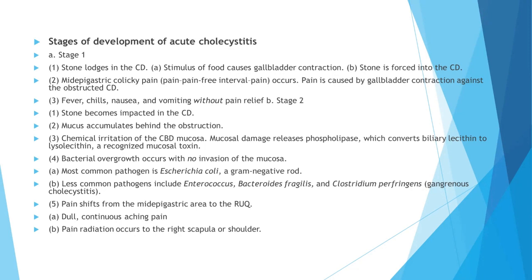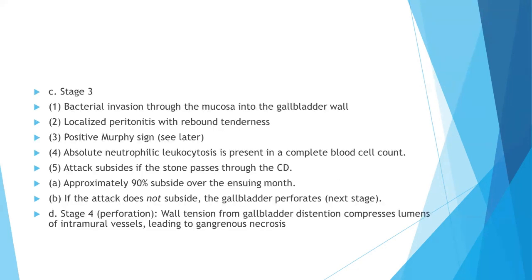The most common pathogen is Escherichia coli. The less common pathogens include Enterococcus and Clostridium perfringens. The pain shifts from the mid-epigastric area to the right upper quadrant, and it is a dull, continuous, aching type of pain, which can radiate to the right scapula. Then comes stage 3.